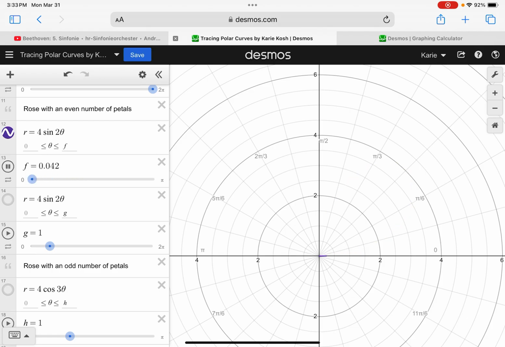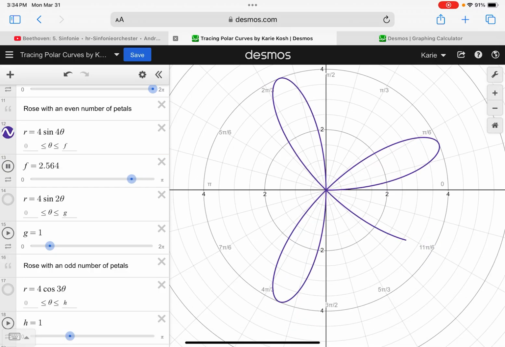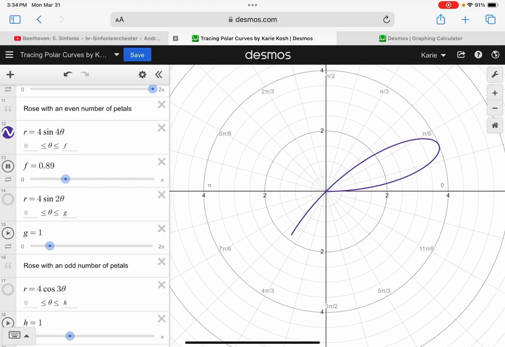As we get started here, it comes out and around, and so it's doing quadrant 1 first, then quadrant 4, but it stops at that point by pi. So with the even roses, let's change this to a different even one. On this one, if it has sine of 4 theta, that should give us 8 petals, but I only see 1, 2, 3, 4 petals by that time.